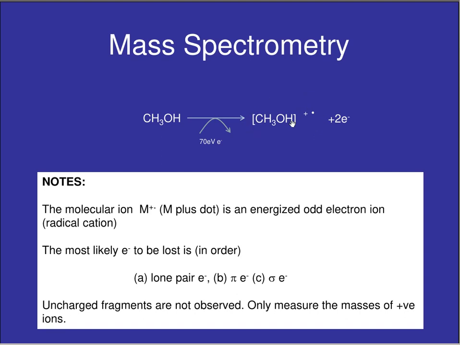And this radical cation we can work out is mass 12 plus mass 4 from the hydrogens plus mass 16, so that's mass 32, and because it has a charge it is picked up in the mass spectrometer. It is an energized odd electron ion. It is called a radical cation. Now we know in methanol that we have got lone pairs on the oxygen. The lone pairs are the most likely electrons to be lost.